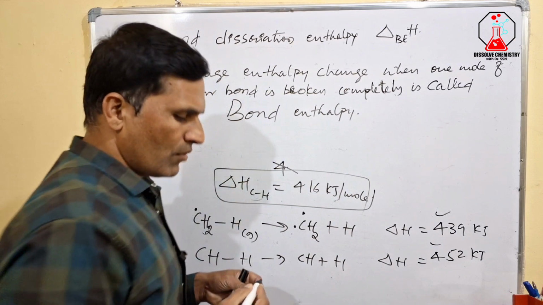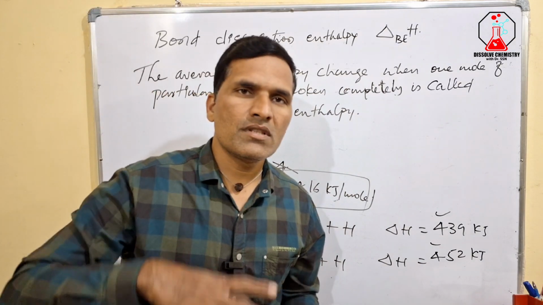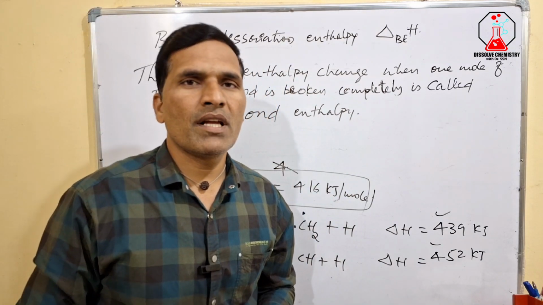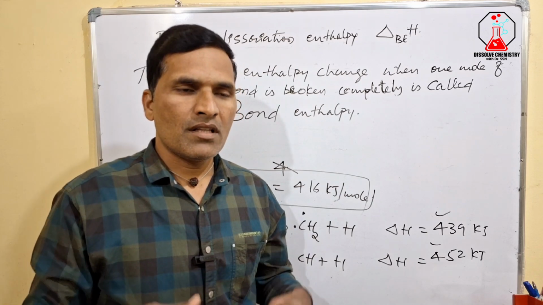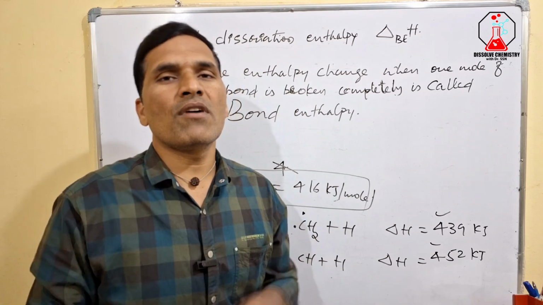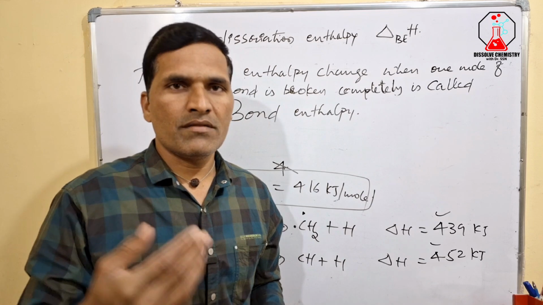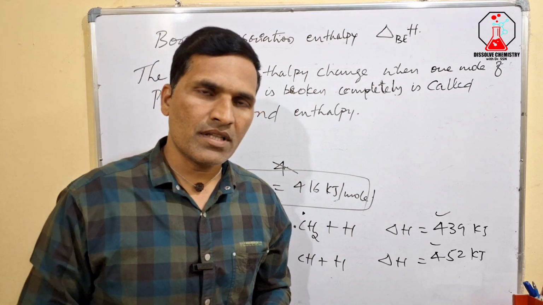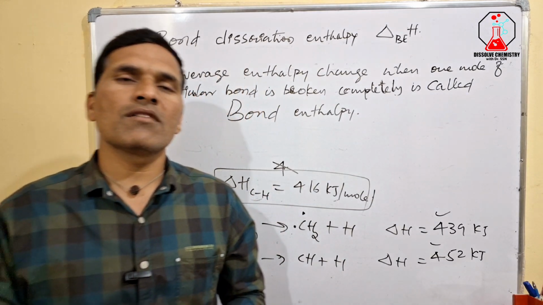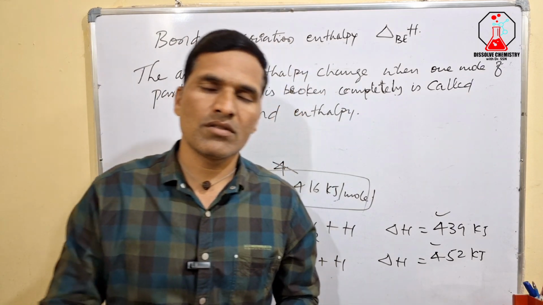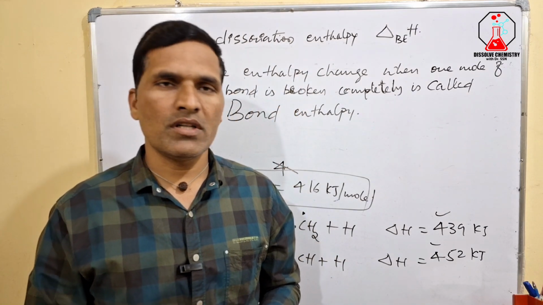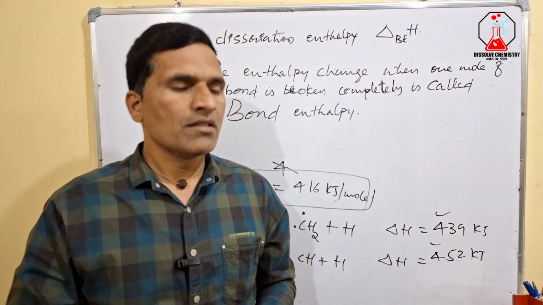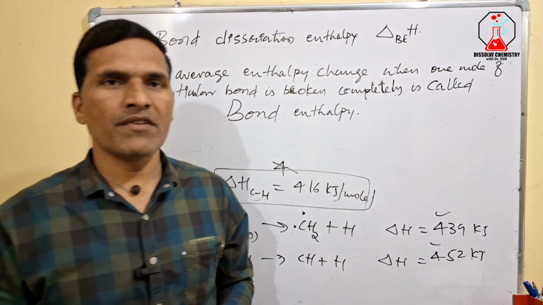And we must remember, of course, that the amount of energy required to break the bond will always be the amount of energy liberated during the formation of that bond. So we can say it in those words also. The amount of energy liberated during the formation of that particular bond is also called bond enthalpy or bond dissociation enthalpy. Okay, so we'll do problems on this in upcoming videos.